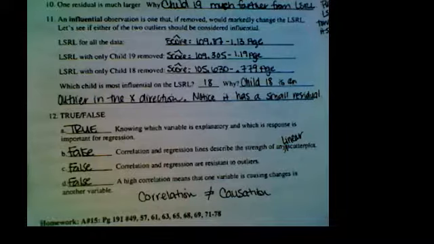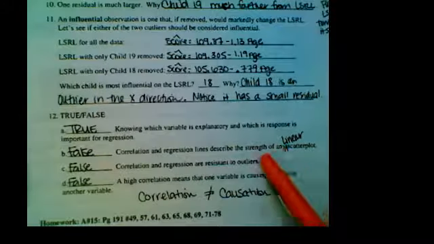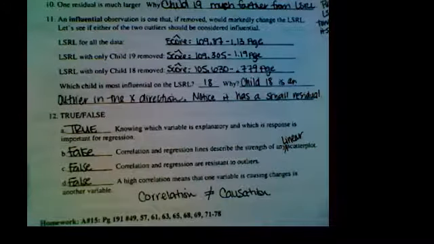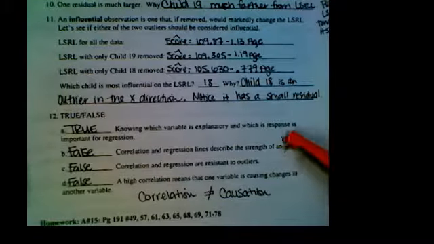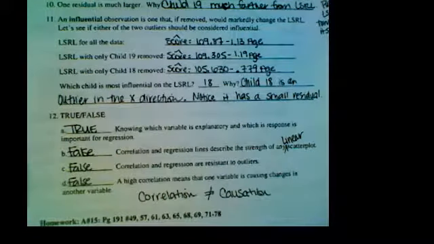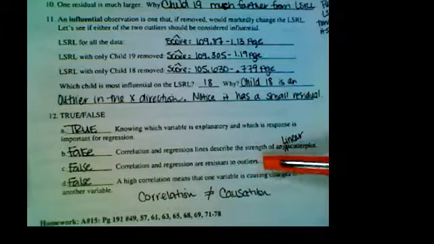Correlation and regression lines describe the strength of any linear scatter plot. Linear scatter plot would be true. It's false because I don't have that on your guys' notes, so I went with what you guys probably would have put there, but it should have said any linear. Correlation and regression are resistant to outliers. False. Correlation and regression are highly influenced by outliers.